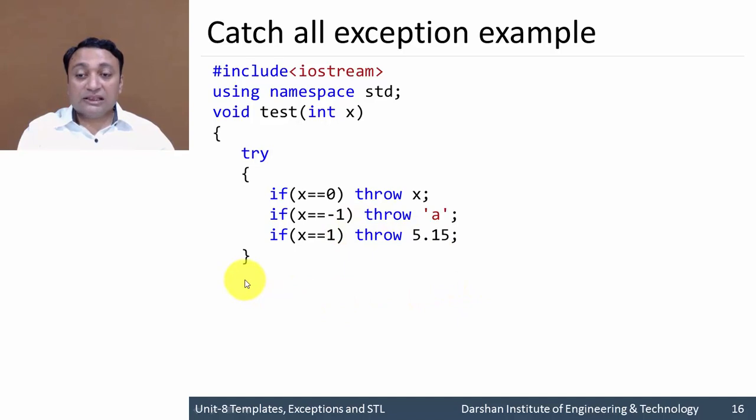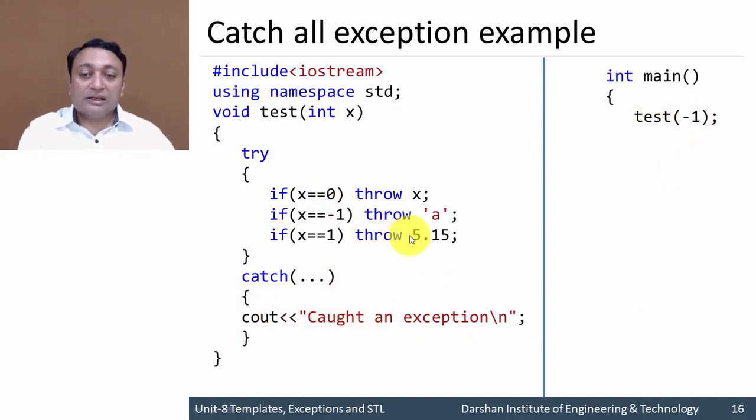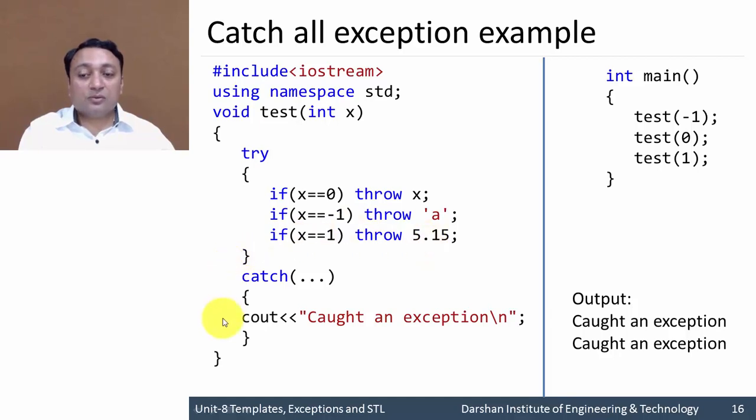In our previous example, we designed 3 catch blocks for individual throw statements with integer, character and double type. So we will write only a single catch block with no argument, just 3 consecutive dots, and we write exception handling code over here. Right now we are just displaying a message. So inside main, if I call -1, it will throw some character exception that will be caught by this block and display quote and exception. If I pass 0, it will throw integer exception and will be caught by the same block and display quote and exception. If I pass 1, it will throw some double exception and it will be caught by the same catch block and display quote and exception message.